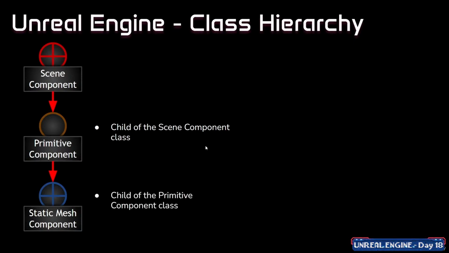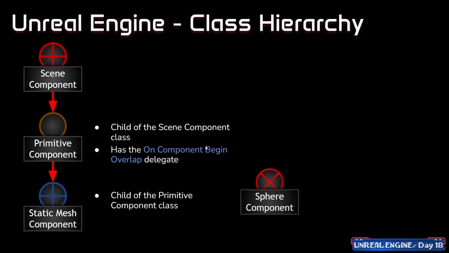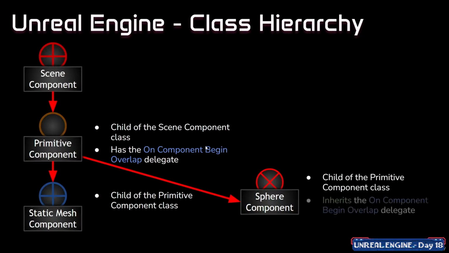primitive component. When we access the onComponentBeginOverlap delegate from one of our components, this is a property that exists on the primitive component class. This means that scene components don't have this property, but static mesh components do. The sphere overlap volume that we added to our small sphere actors is a child of the primitive component class as well, and that's why it has an onComponentBeginOverlap delegate property, because it inherits this from the primitive component class.